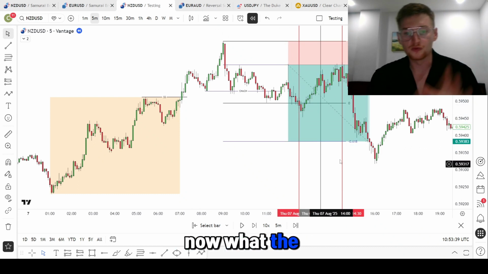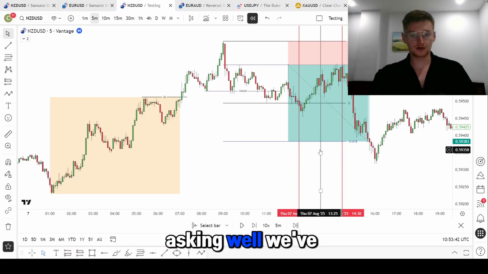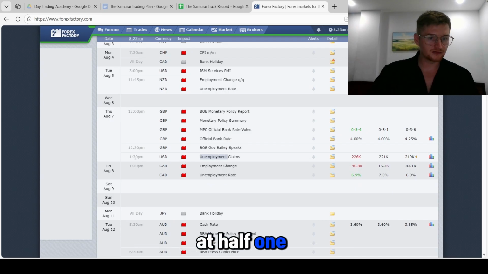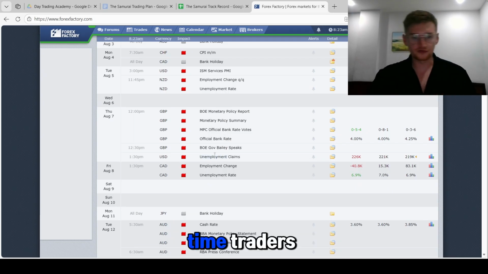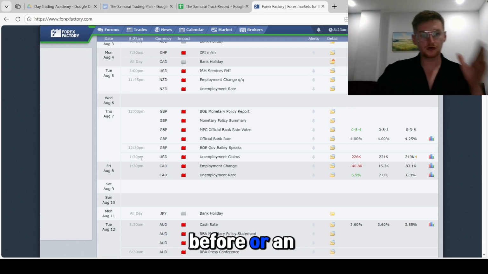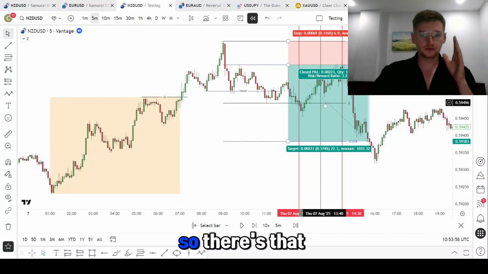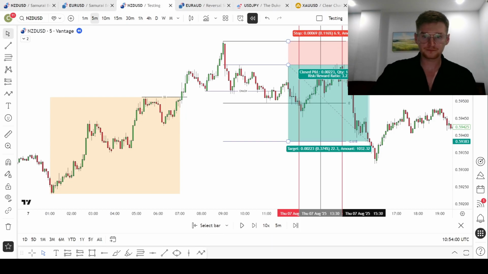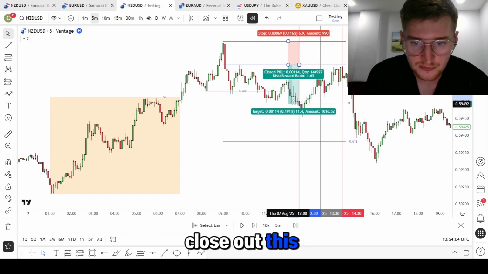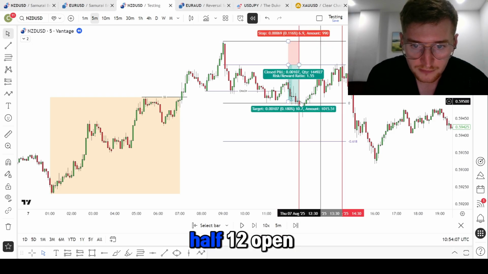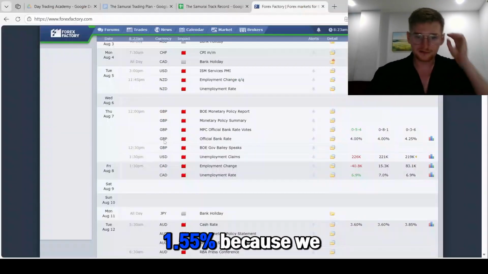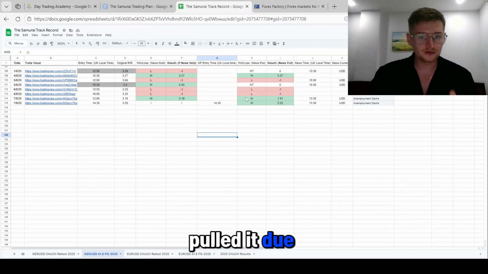Now, what the hell are these red lines, you might be asking? Well, we've got news at 1/2, so let me show you that. We've got unemployment at 1/2, which basically sounds like all full-time traders. So we don't trade an hour before or an hour after, so there's that little buffer zone. What we do at 12:30 is close out this open trade on that 12:30 open, just like that. So this trade made 1.55% because we pulled it due to news.